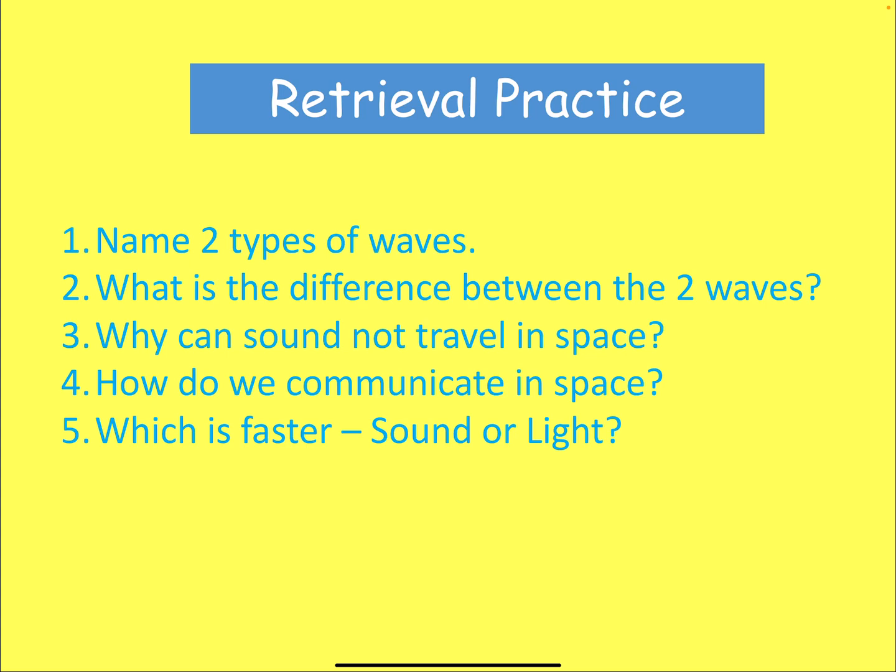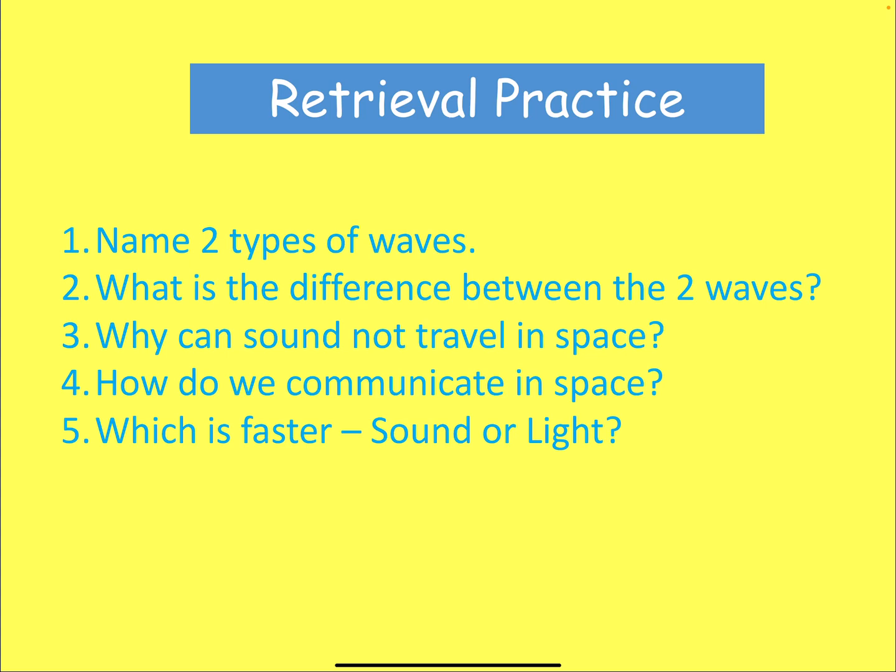So number 1, name 2 types of waves. That will be longitudinal wave and transverse wave. Number 2, what's the difference between these two waves? Longitudinal wave is where the flow of energy is parallel to the movement of the waves, and transverse is where the flow of energy is perpendicular to the movement of the waves.